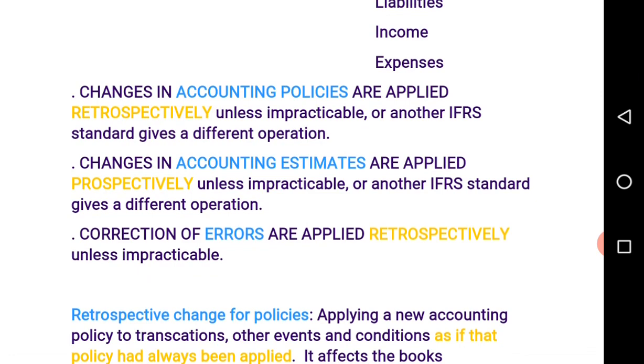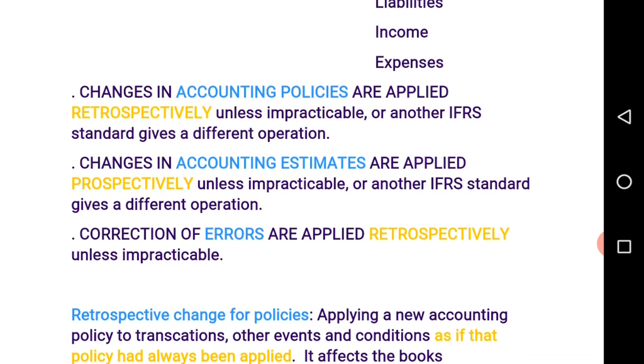So I'll start from the first now. Accounting policies retrospectively, policy retrospective, PR; estimate prospective, EP; and errors retrospective, ER. So PR, EP, ER, just a short form for us to quickly get it during exams.